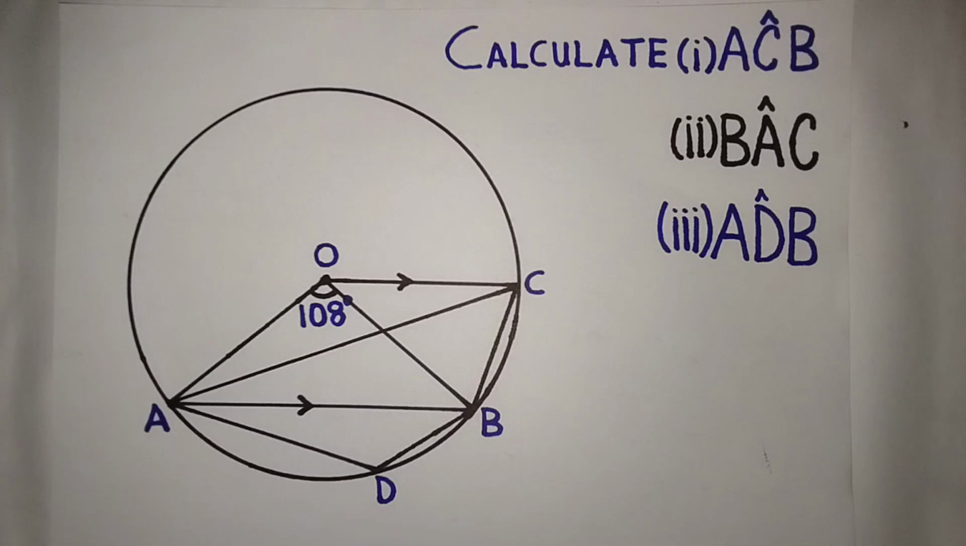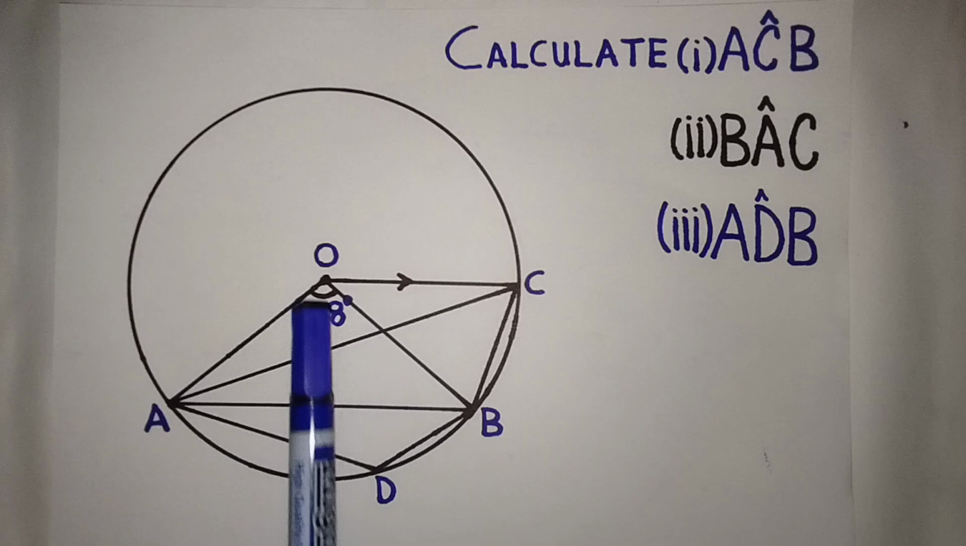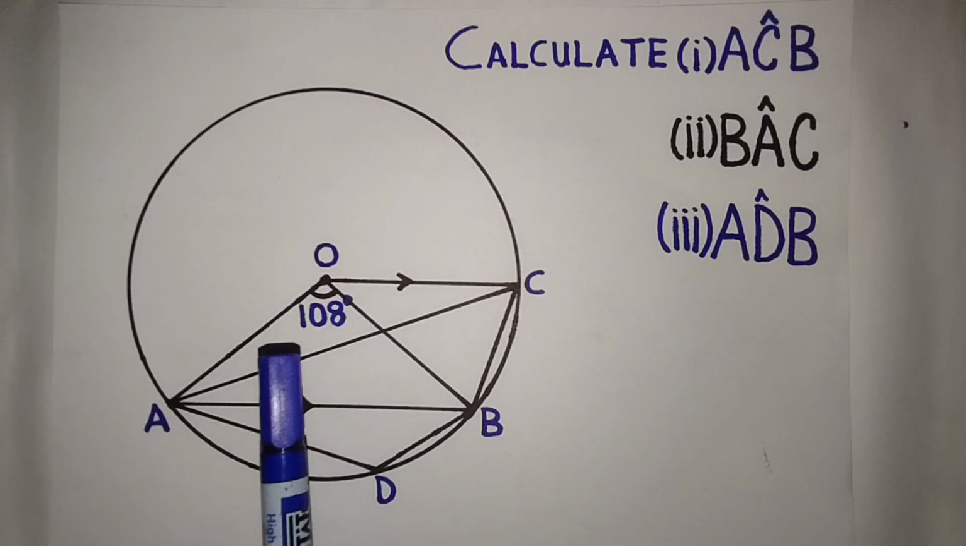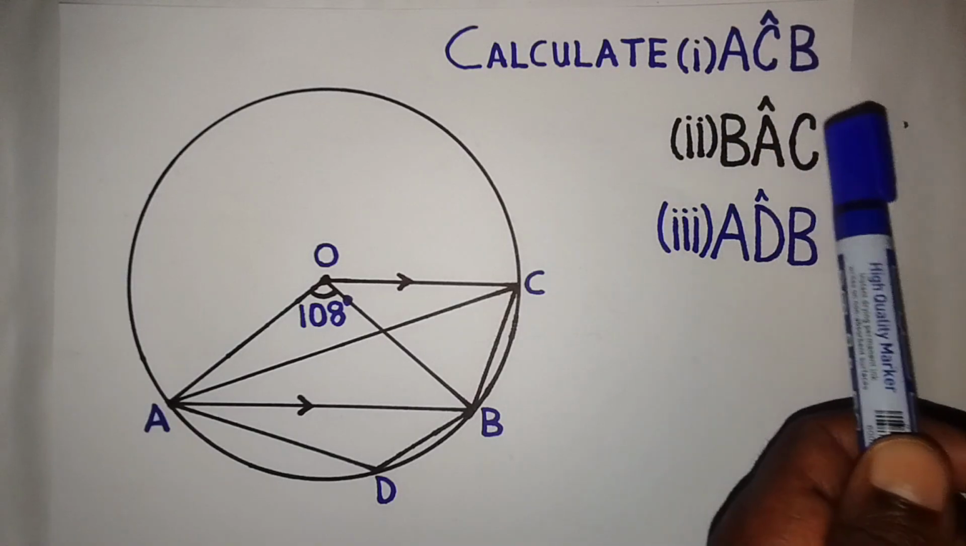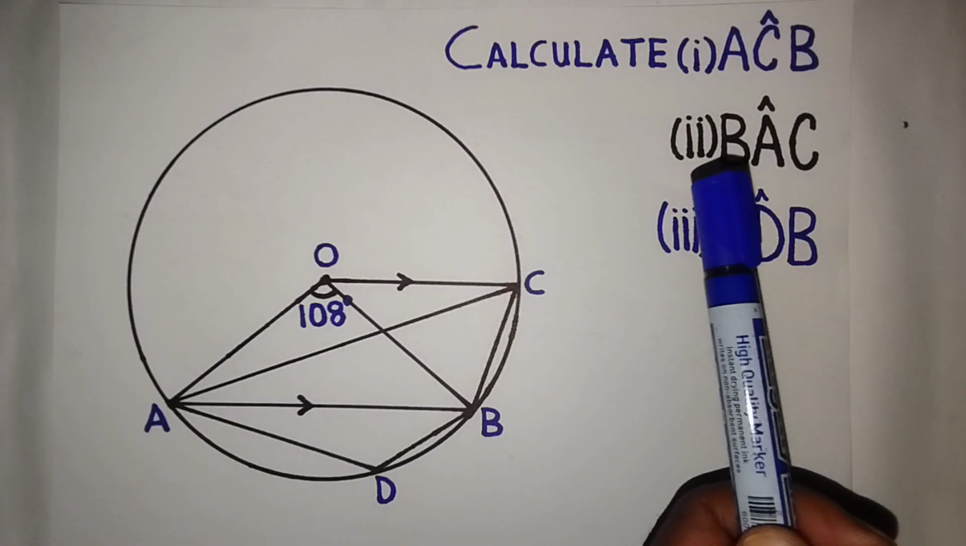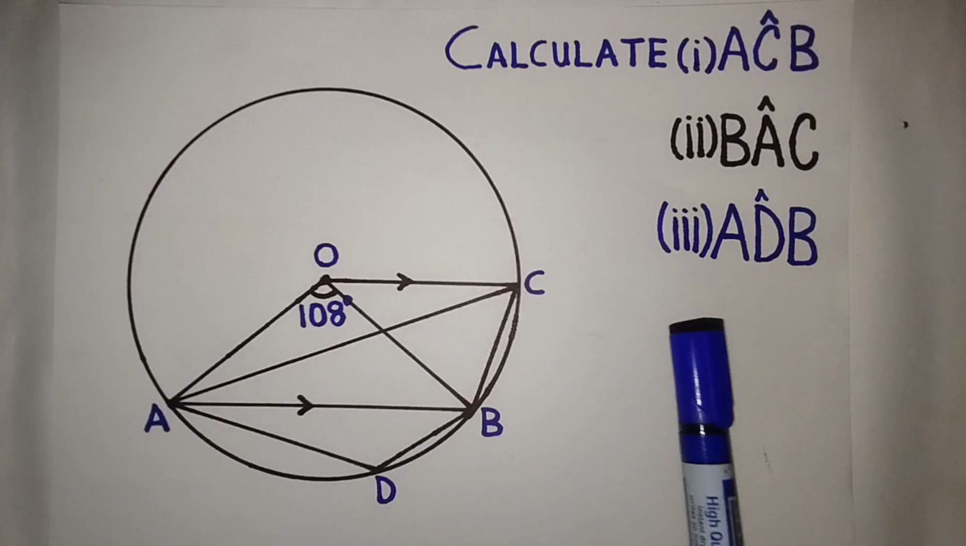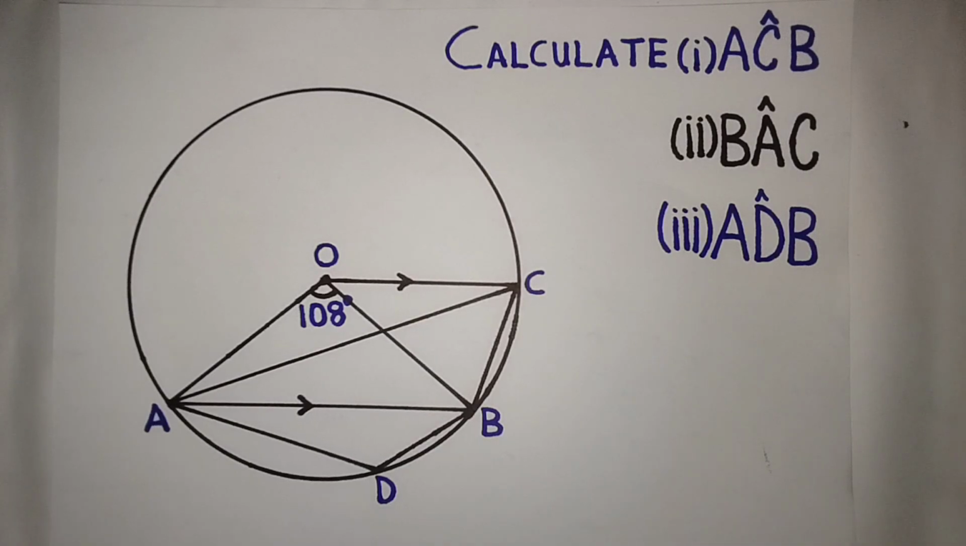In the diagram, the points A, D, B, and C are on the circumference of the circle center O. And also given that OC is parallel to AB and that the size of angle AOB is 108 degrees, calculate the size of angle ACB, the size of angle BAC, and the size of angle ADB.